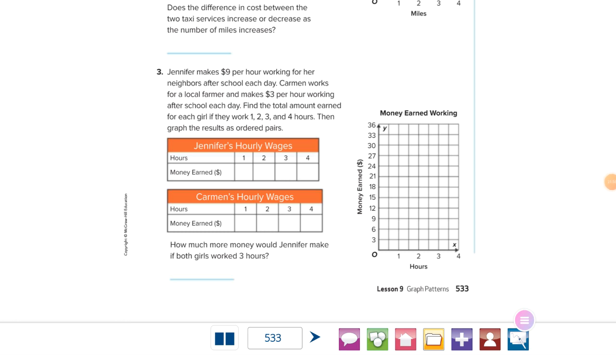Okay, let's go over it real quick. Who can fill in Jennifer's table for me? I'm going to do Jennifer in red. Who can give me Jennifer? Zach, go ahead.